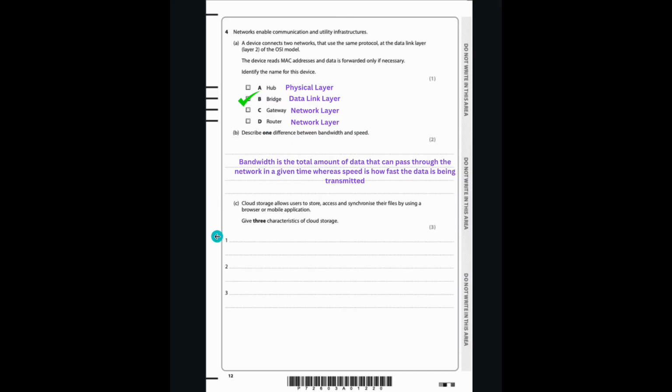Now question C: cloud storage allows users to store, access and synchronize their files using a browser or mobile application. Give 3 characteristics of cloud storage. So this is one of the easiest questions. One can be that cloud storage can be expanded as needed, right? Because if I buy 1 GB of storage now, in future if I need 2 GB, I can easily buy the storage from the cloud.